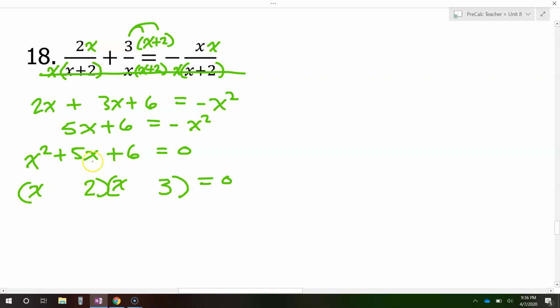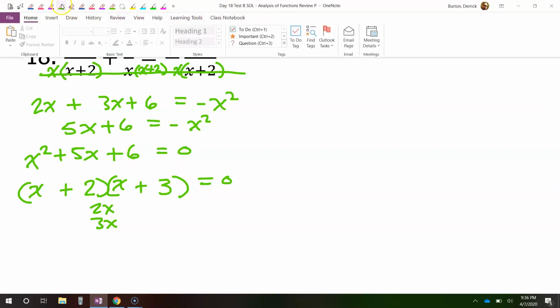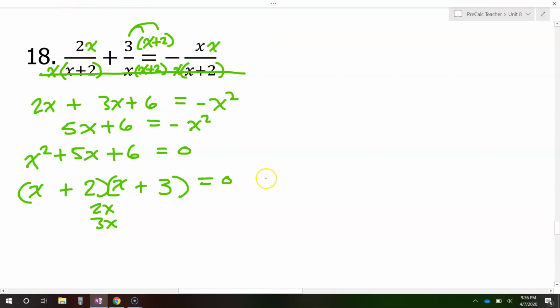Inner plus outer must equal the middle. Inner, I have 2x. Outer, I have 3x. If I want to get a positive 5x, I need everything to be positive. And that makes positive 6 as well, so this is the way to go. Notice that, okay, let me set this up again. X squared plus 5x plus 6.